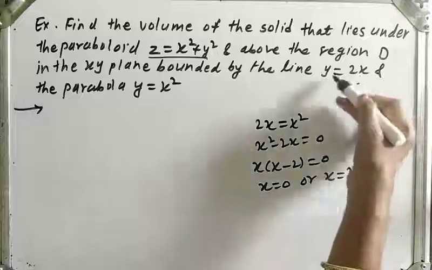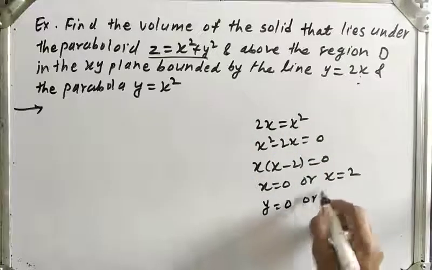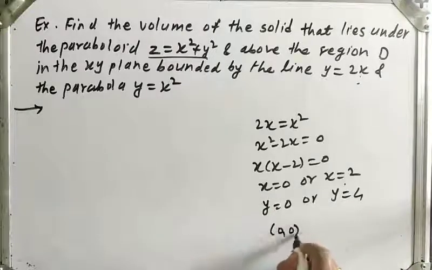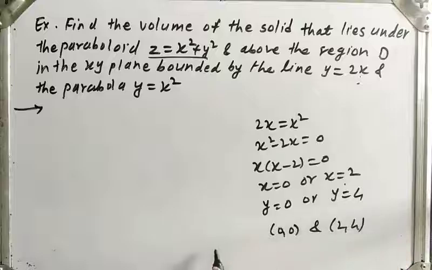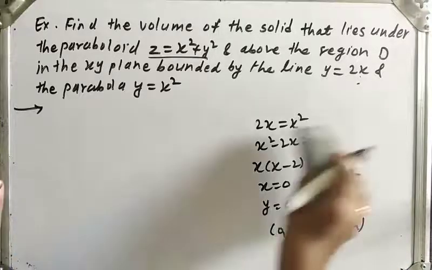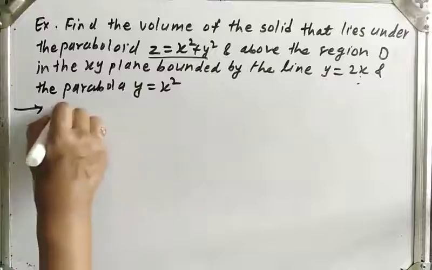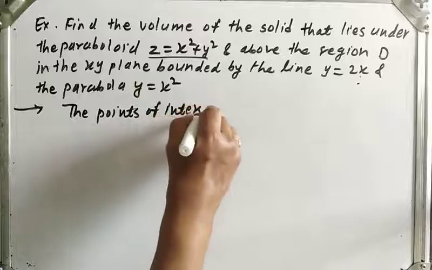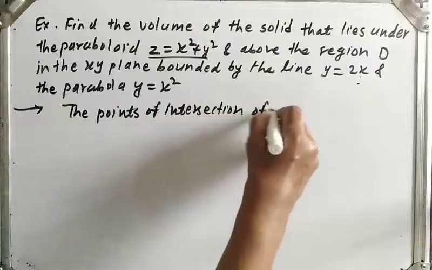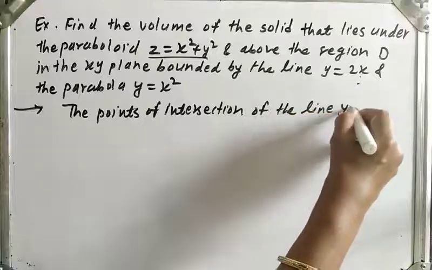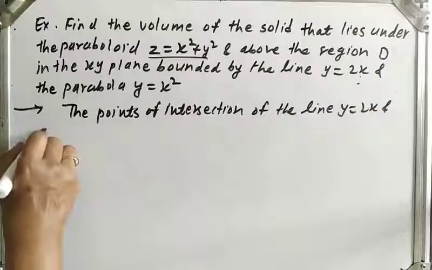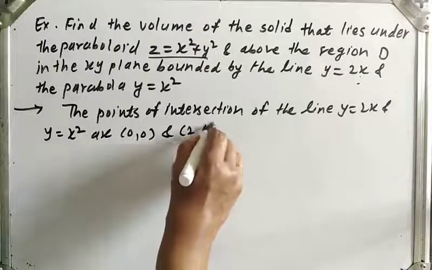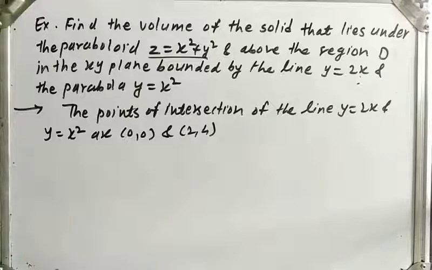When x is 0, y will be 0, and when x is 2, y will be 4. So the points of intersection are (0, 0) and (2, 4). We will write: the points of intersection of the line y is equal to 2x and y is equal to x square are (0, 0) and (2, 4). These are the points of intersection.